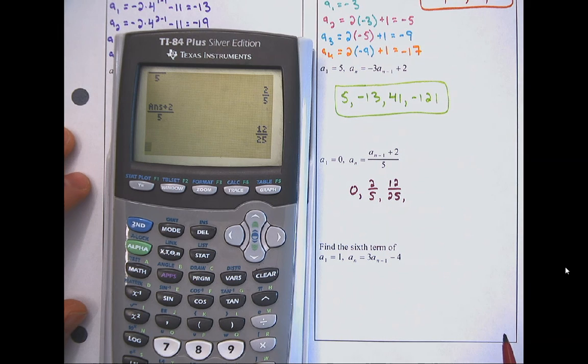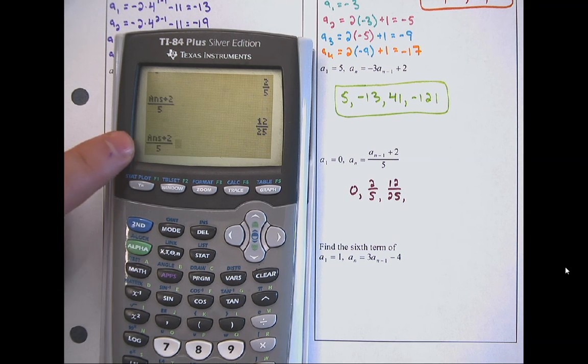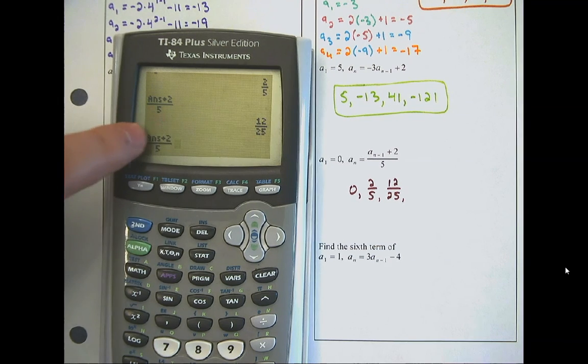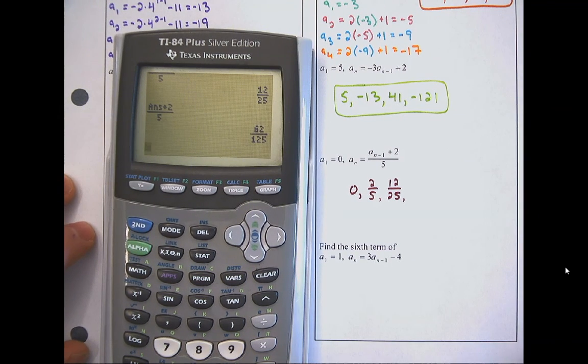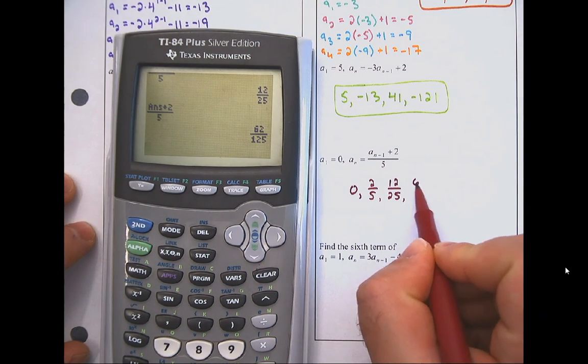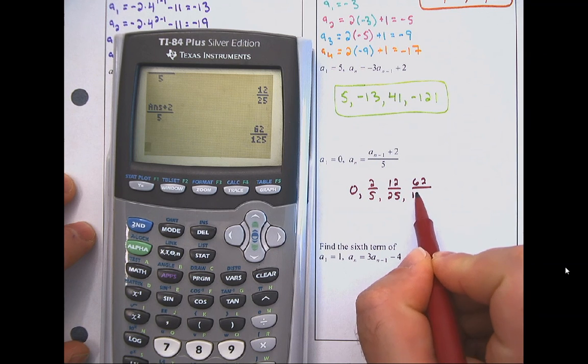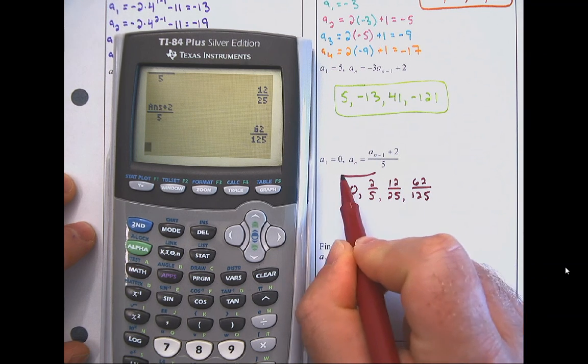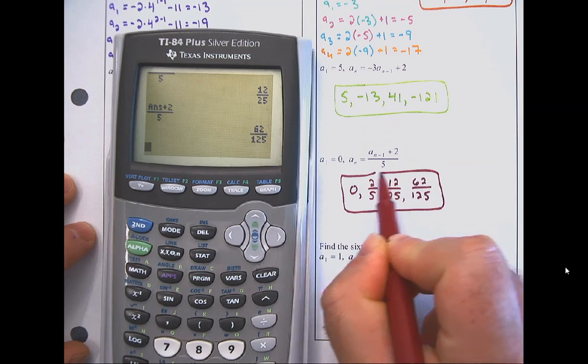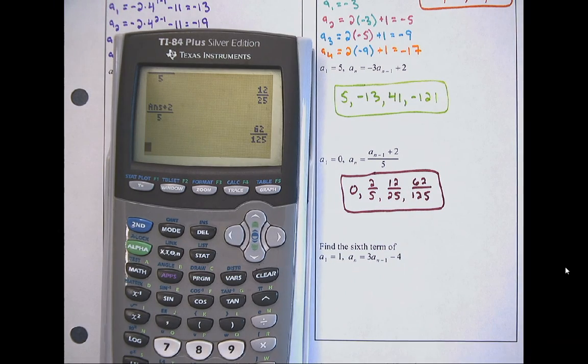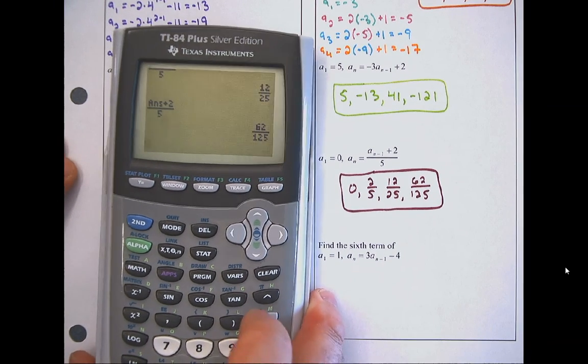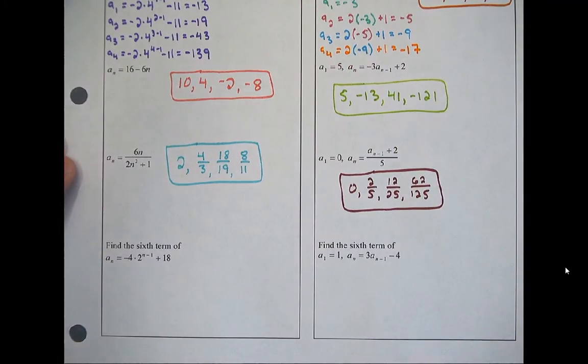Now, you might have got that by fracking back. That's fine. Now, I can do that again. Second enter. That's going to take my last answer, and it's going to put it in there, and that's going to give me 62 over 125. Now, if you did those as decimals, that's fine. I'm okay with that. I prefer fractions since it's so easy to frac back.